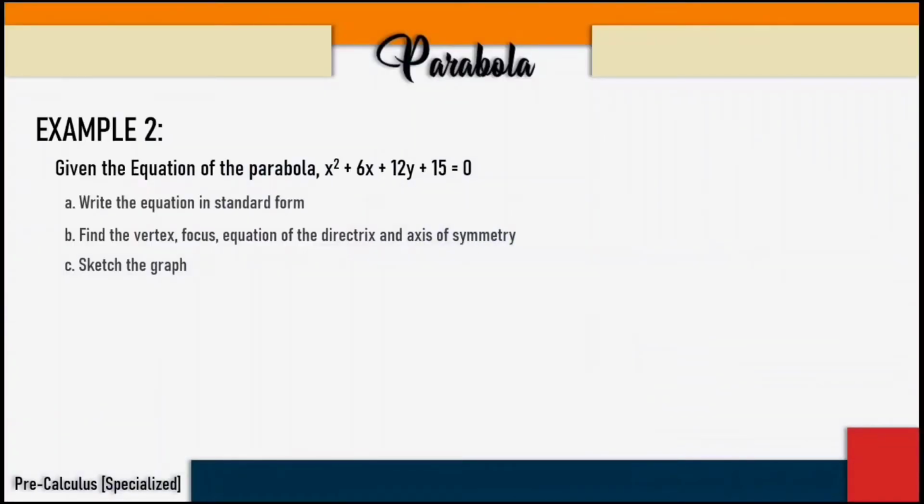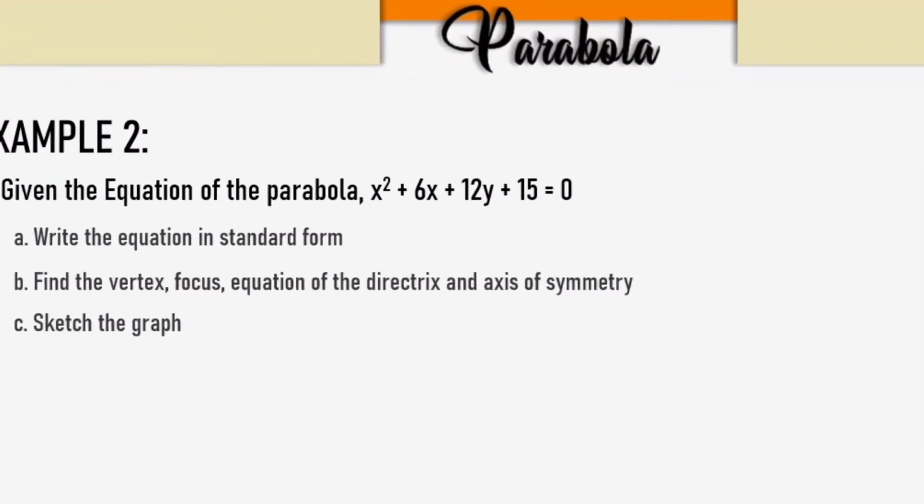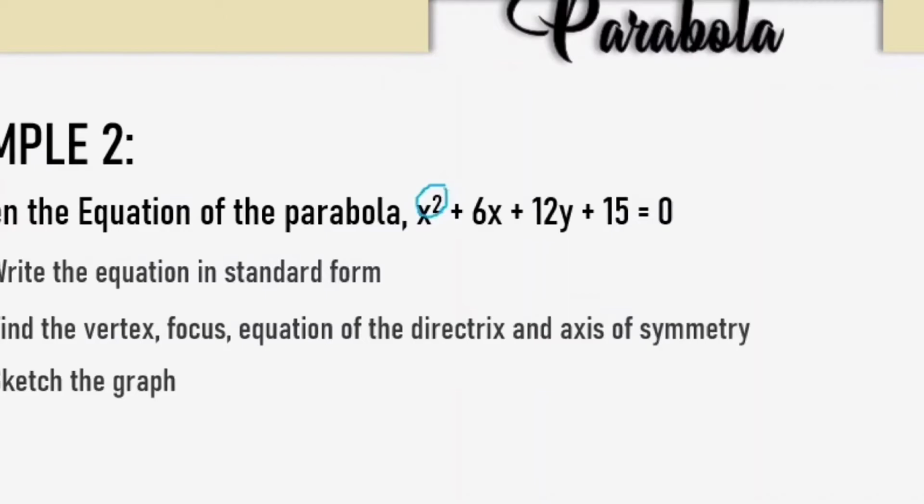For the next example, given the equation of the parabola that is x squared plus 6x plus 12y plus 15 is equal to 0. We are asked to write the equation into standard form, then B, find the vertex, focus, equation of the directrix, and the axis of symmetry. Then for letter C, sketch the graph. Okay, basically alam natin na either open upwards or downwards ito kasi ang exponent na 2 ay nasa x.